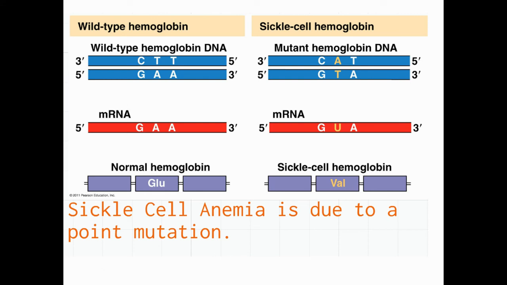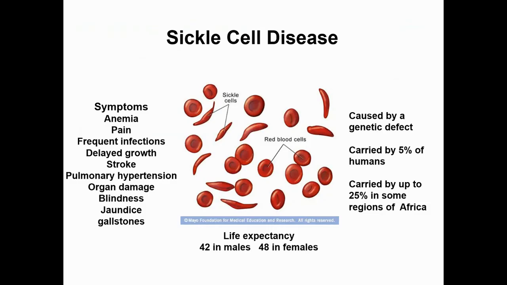Some examples of this. Sickle cell is due to a point mutation. With sickle cell anemia, the blood shape is different. It can't carry oxygen and such properly as it should. So it is a point mutation. One base pair is different, which changes one amino acid, which means we get a totally different shape in our blood.